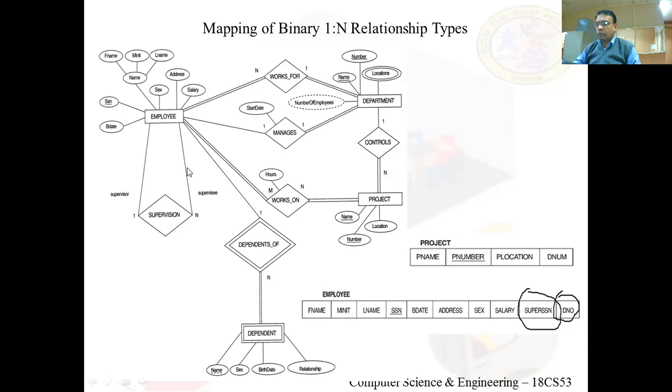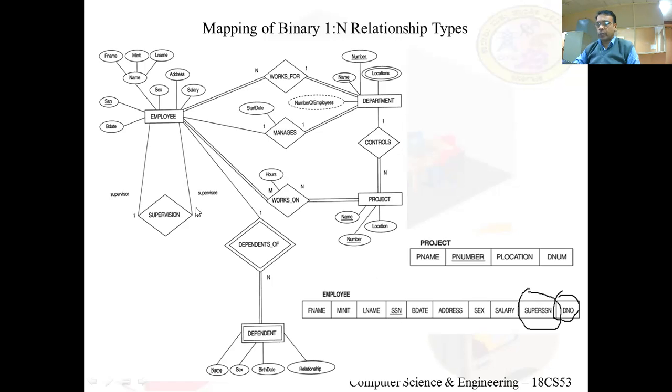Okay. And we have one more relationship type here, that is supervision, 1:n, where the n side is employee only. In employee itself, include the primary key of employee as a foreign key. So super SSN has been added. It has been renamed. SSN means employee ID. Super SSN means manager ID. So two foreign keys have been added to employee because of the 1:n relationship types.